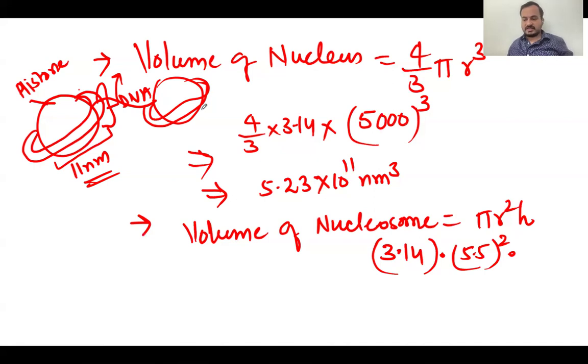So H given is 2 meter of DNA. Remember, it's 2 meter, so we should convert it into nanometer. And if we make use of the calculator to calculate this value, the number which you should get is 1.89 into 10 raised to power 11 nanometer cube.